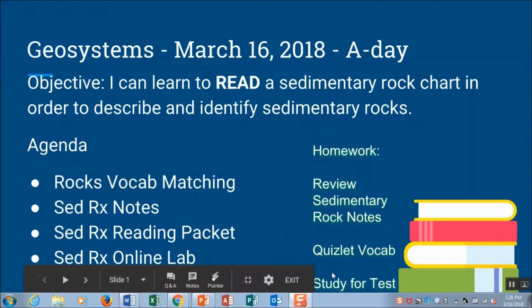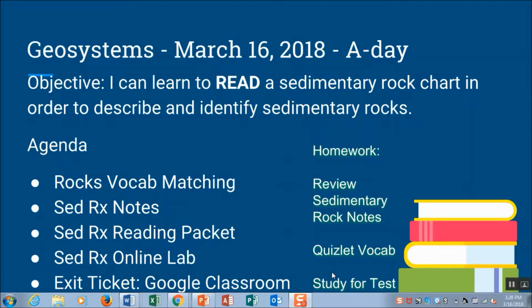In class today, we worked on sedimentary rocks. Our objective was, I can learn to read a sedimentary rock chart in order to describe and identify sedimentary rocks. We started off class with a vocabulary matching warm-up. We took some notes on sedimentary rocks. We did a little bit of reading in a reading packet, and we did an online lab. We ended class with an exit ticket on the rock cycle.